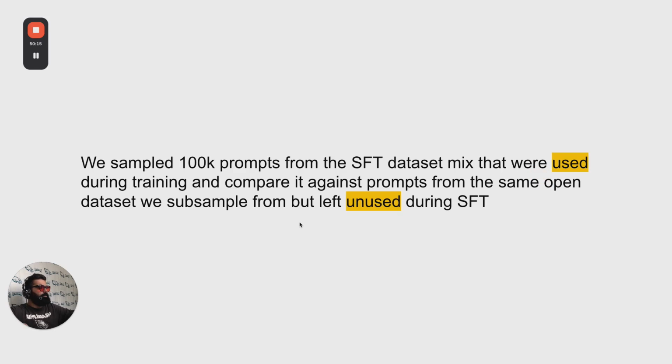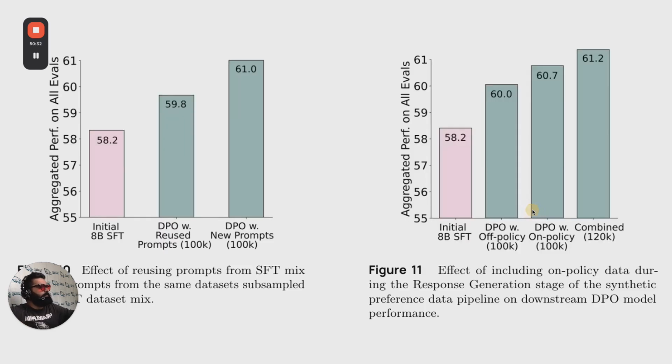They sampled 100,000 prompts from the SFT dataset mix that were used during training and compared it against prompts from the same open dataset subsampled from but left unused during SFT, and they found that combining both used and unused prompts gave them the best results. So here's an example of the intermediate results: DPO with reused prompts, DPO with new prompts, and the new prompts give a slightly higher score, and using both gives the highest.